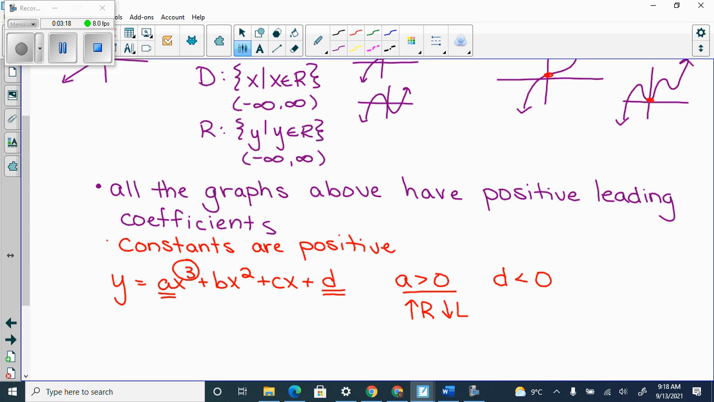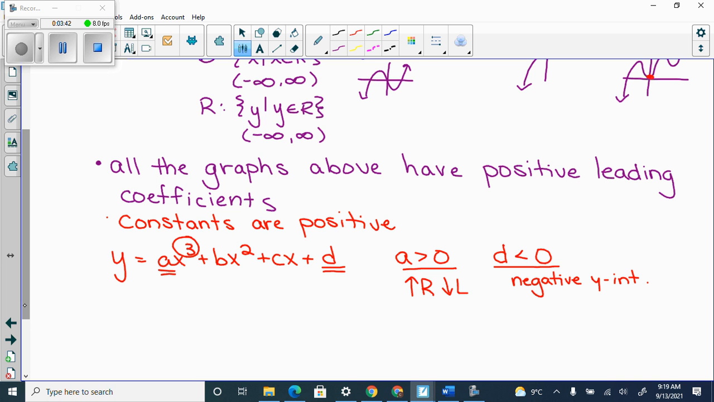Okay. If d is less than 0, d at the back is my what? My constant, and my constant is my what? And why is it my y-intercept? Because if I fill 0 in for x's, these all go away, and I'm left with just my constant. Therefore, my y-intercept, because y-intercept is when x equals 0, right? So I know that I have a negative y-intercept.